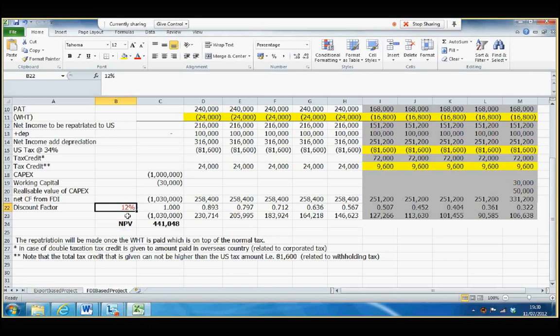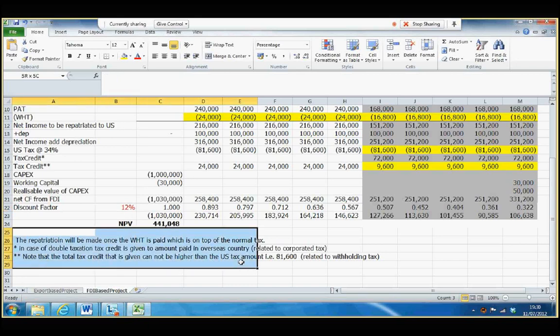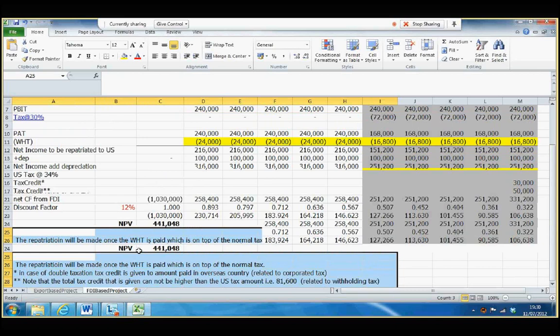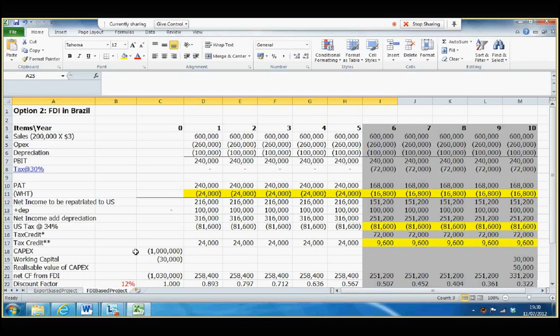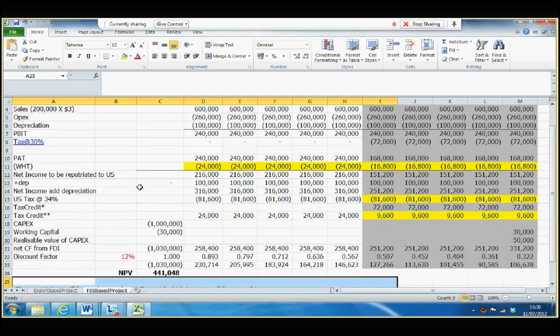The notes are also available underneath the calculations. These are related to the withholding tax and tax credit. We hope that this exercise will be fruitful for the audience who would like to practice international investment appraisal. Yes, anybody that is interested in international capital budgeting and investment appraisal will find it very helpful.